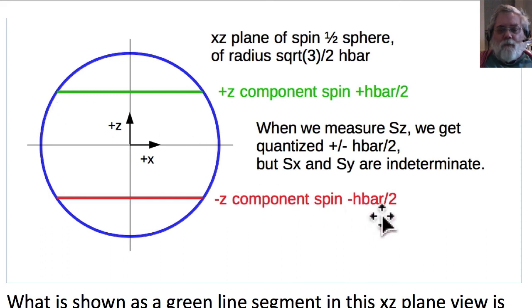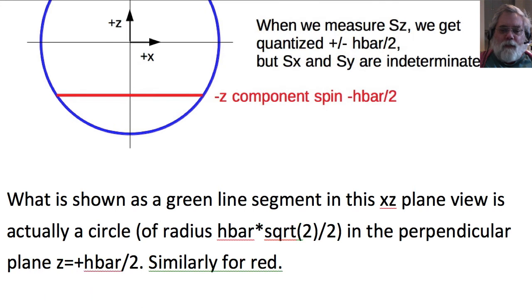Likewise, if we measure S sub z and we get the value minus h bar over 2, then S sub x and S sub y are anywhere along the red circle, which in the plane looks like a red line segment. So these line segments are actually circles. The circles have radius h bar square root of 2 over 2 in the perpendicular plane.